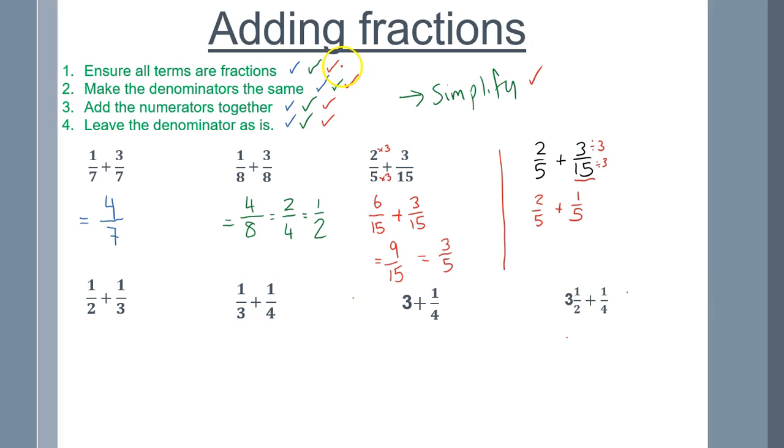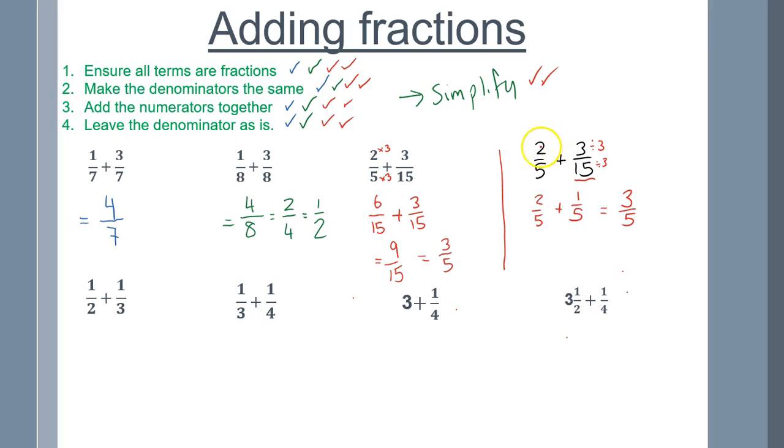So they're both fractions, tick. The denominators are now the same, tick. We're going to add the numerators together, so 2 plus 1 equals 3, tick. Leave the denominator as it is, 5, tick. Simplify, can't, tick. Okay, so that way was probably quicker, but as I said, if that was a 4 or a 7 or anything else that didn't divide nicely by 3, you'd have to do it the other way.